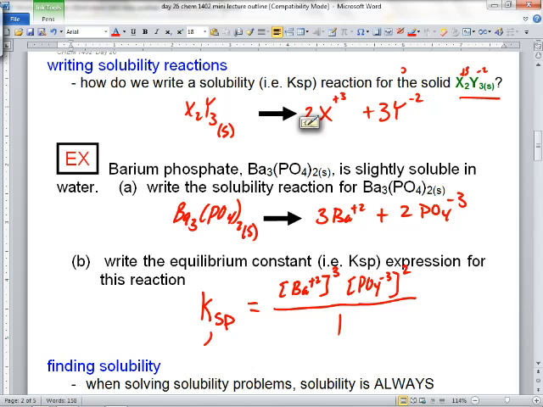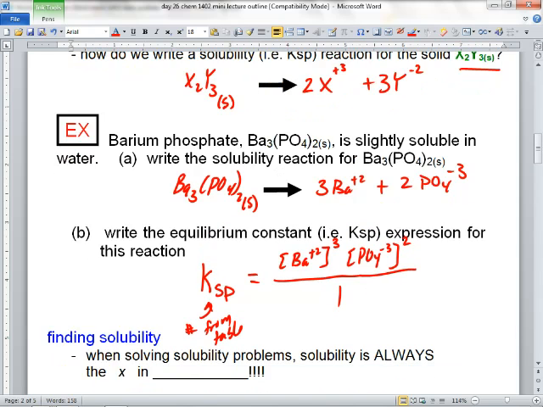So this guy, he's just a number that you get from a table. Get those KSPs from there. But like I said, that number's going to be messed up if you don't write the reaction the right way. It has to be the solid going to its ions. Otherwise, that number isn't going to fit what you just wrote.